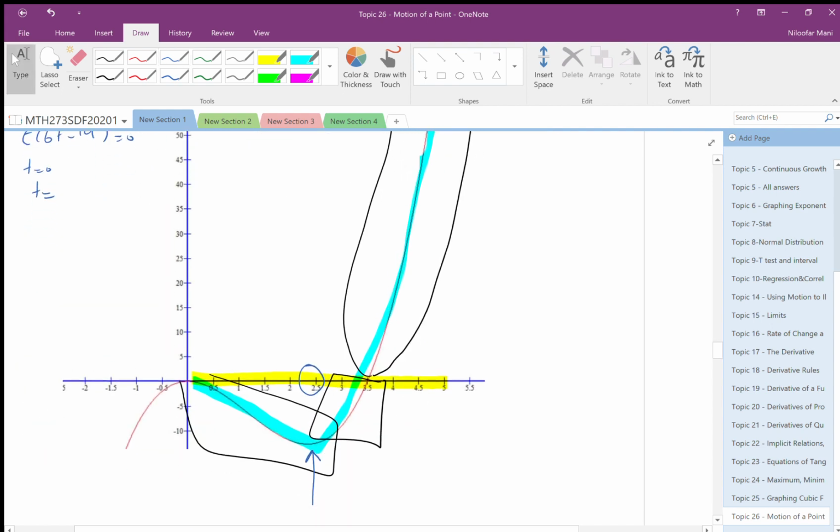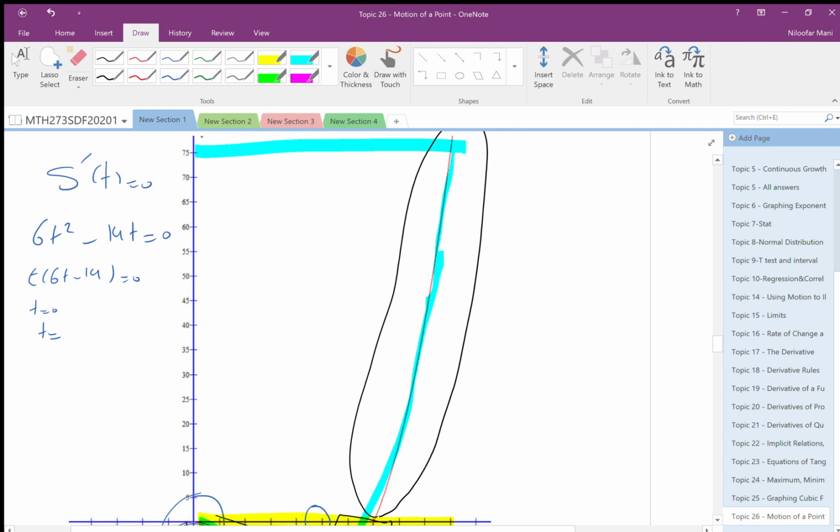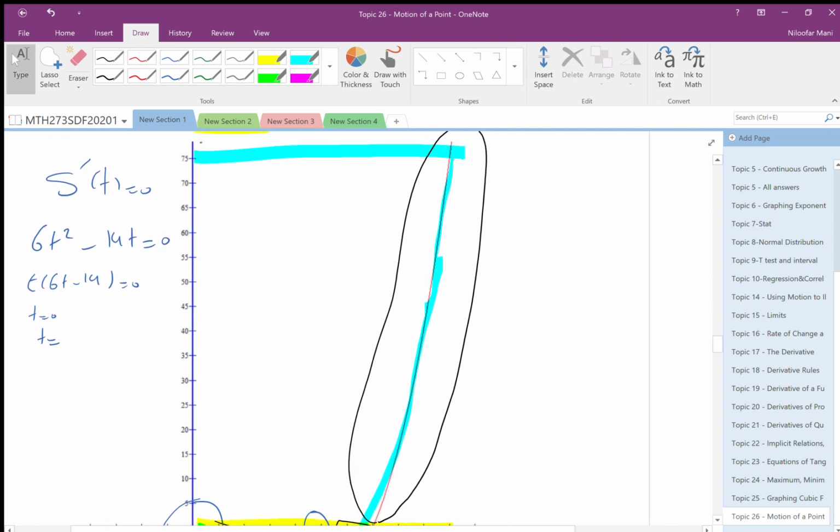The t equals 0 doesn't work for me because look at this. Yes, here I have a maximum, but t is not negative. So this point is not really a maximum for me. Okay, it just shows on the graph and it's mathematically a maximum, but not in reality. And how about the other t? The other t is 14 divided by 6, which is 7 divided by 3. Okay, so 7 divided by 3 is where the minimum is happening.